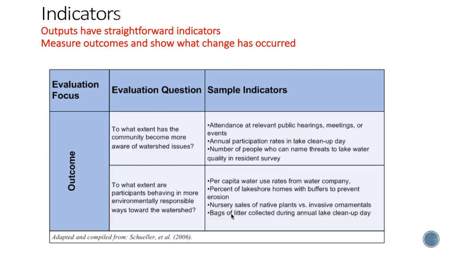Same with the second evaluation question. To what extent are participants behaving in more environmentally responsible ways toward the watershed? Per capita water use rates from water company, percent of lakeshore homes with buffers to prevent erosion. So you can see that there are, again, several sample indicators, which also means several data sources.